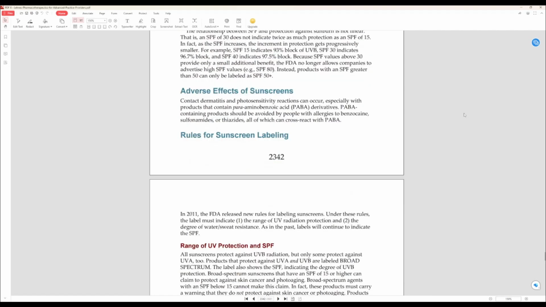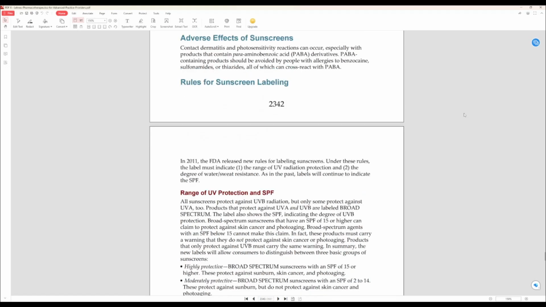Adverse effects of sunscreens. Contact dermatitis and photosensitivity reactions may occur, especially with products that contain para-aminobenzoic acid derivatives. PABA-containing products should be avoided by people with allergies to benzocaine, sulfonamides, or thiazides, all of which can cross-react with PABA.